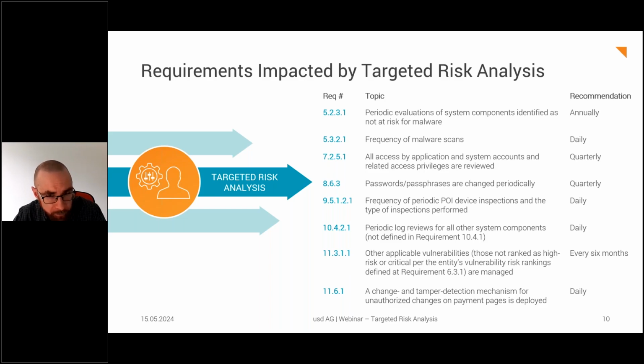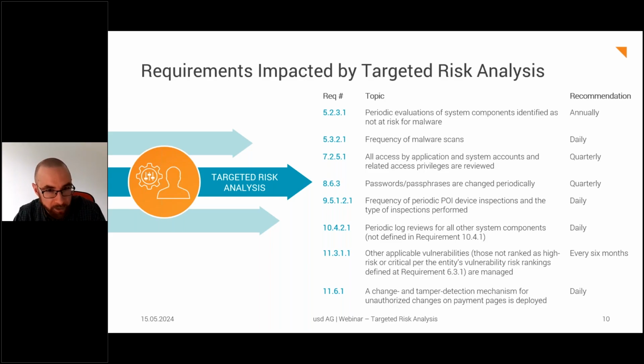Requirement 8.6.3 says that passphrases should be changed periodically. Here PCI 3.2.1 required this to be every 90 days. Correspondingly, the recommendation that I put here is quarterly, but again, this really depends on the current stance that you have. How long and complex are your passwords? Are there maybe other factors that go into this? Do you maybe have other controls in place? This is all something that might go into this risk assessment.